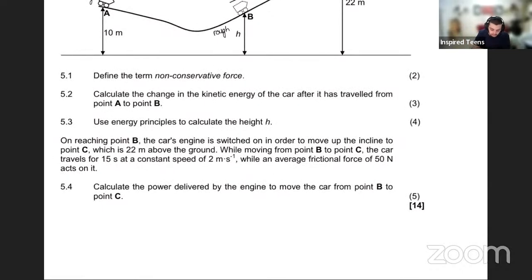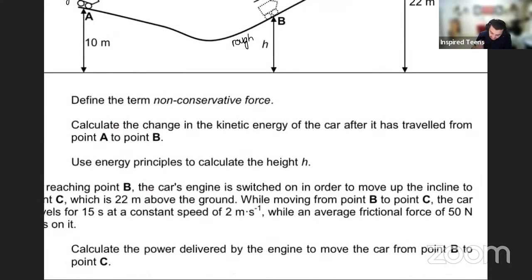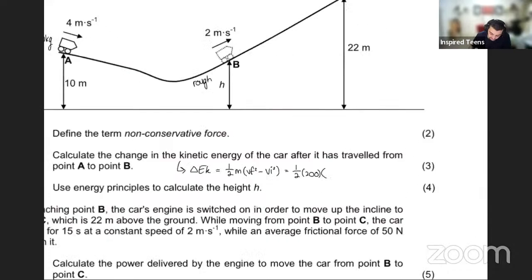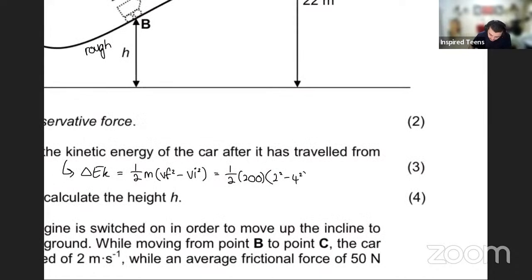5.2, calculate the change in kinetic energy of the car after it has travelled from point A to point B. Remember, change in kinetic energy is delta EK. Delta EK is equal to half m times v final squared minus v initial squared, which is equal to a half times 200, times v final 2 meters per second squared minus v initial 4 meters per second squared. When we do this calculation, we get an answer of negative 1,200 joules.